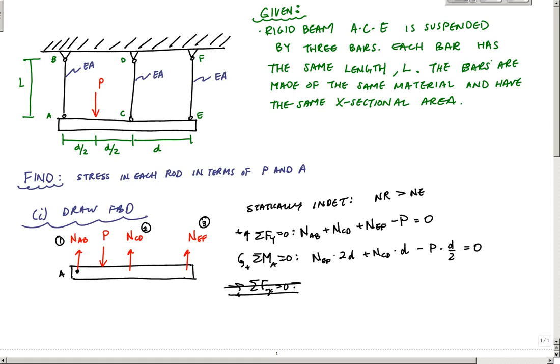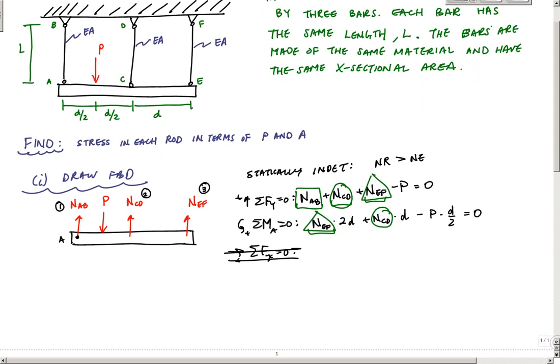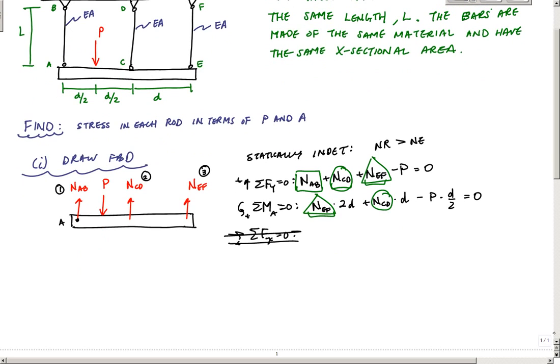All right, so I see here that my unknowns are NAB, NCD, and NEF. So I need another equation. That other equation is going to come from a compatibility relationship, or a kinematic relationship. Kinematic equation just means some relationship with respect to its deformation.